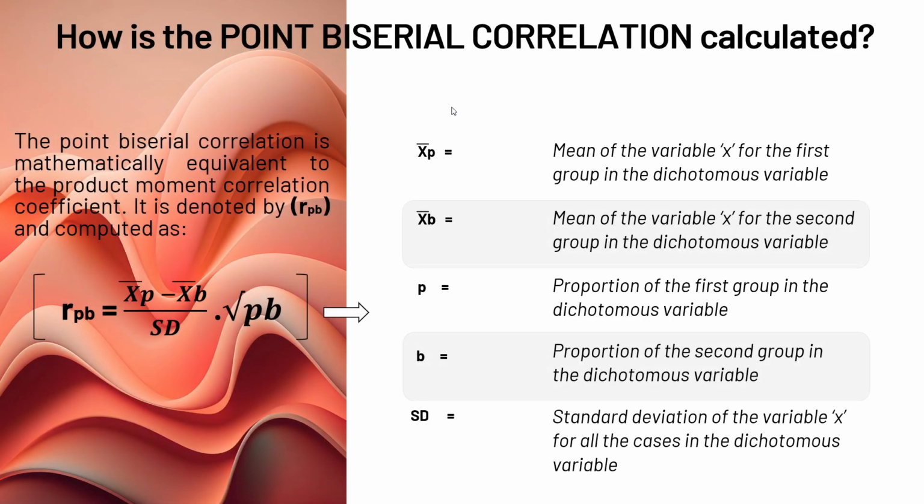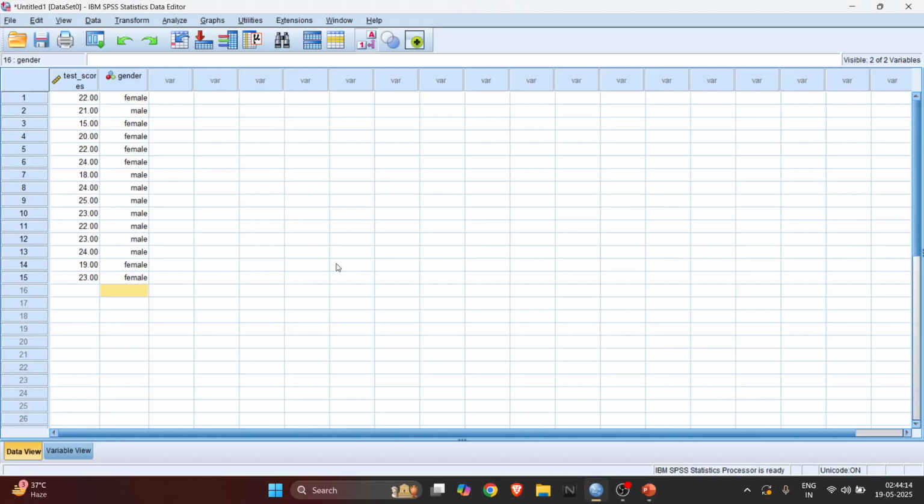Moving ahead, if we were to calculate the point biserial correlation coefficient manually, we can use this formula right here. Here, RPB is the point biserial correlation coefficient, and this is the formula. Now, since we are here to understand how to perform this in SPSS, we will be quickly moving on to SPSS.